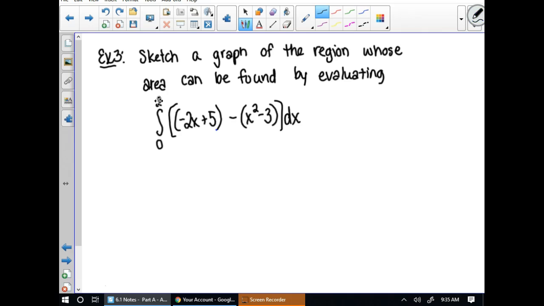So sometimes it's a little hard to tell how tall your y-axis needs to be. But if I plug in 0 here, I'd get 5. If I plug in 0 here, I'd get negative 3. If I plug in 2 here, I'd get 1. If I plug in 2 here, I'd get 1 also. So it looks like 5 and negative 3 are probably pretty safe bets. So if I go from like negative 5 to 5 on my y-axis, that should be pretty good. And the x-axis, we really only need to go from 0 to 2 because that is all that we're integrating.